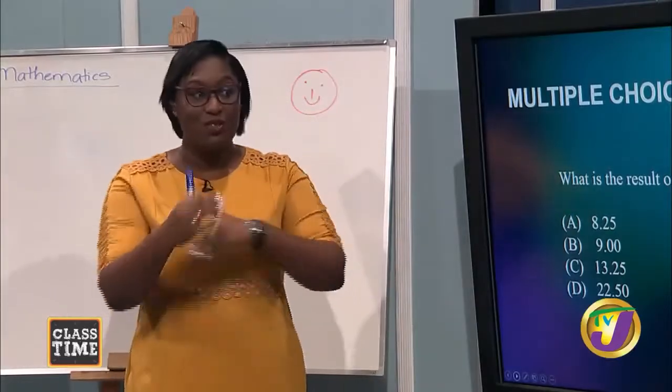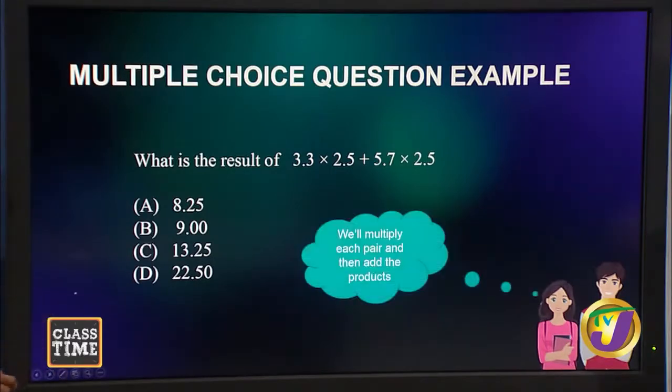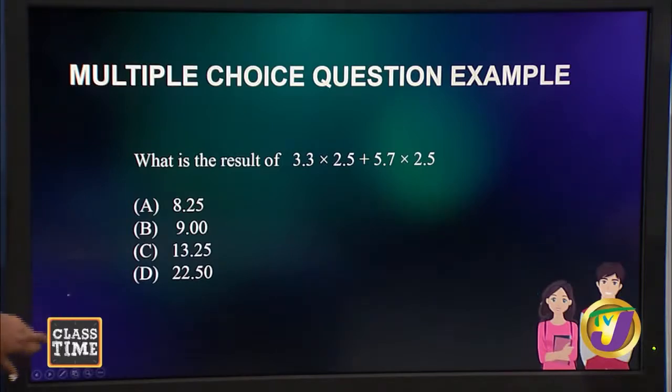So let us go with the order of operations. As you rightfully said, we're going to multiply first. We're going to multiply 3.3 by 2.2, and then add the two products. So we multiply 3.3 by 2.2 and we get 8.25. Then we add the result of multiplying 5.7 by 2.5, which gives us 14.25.